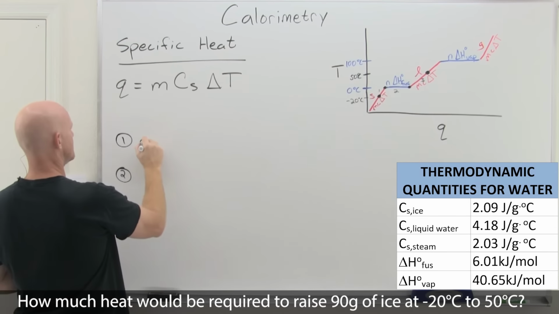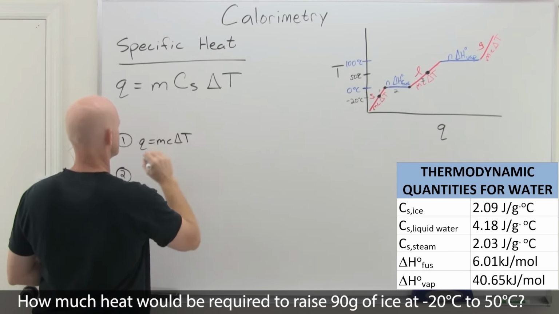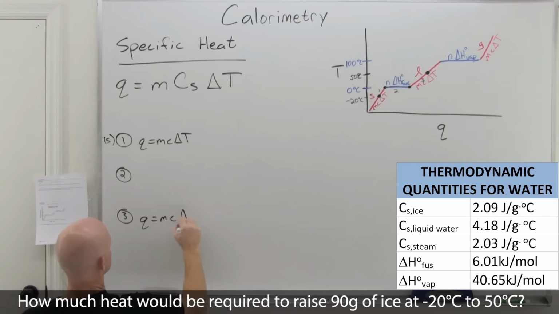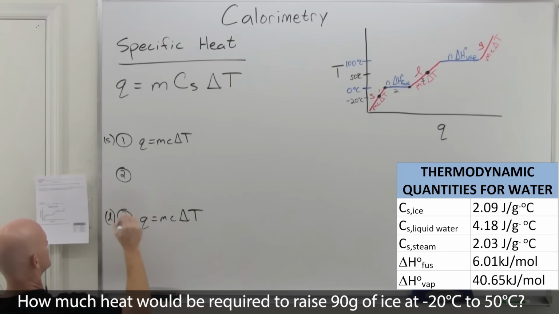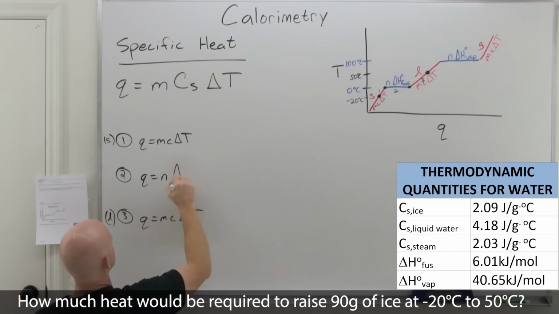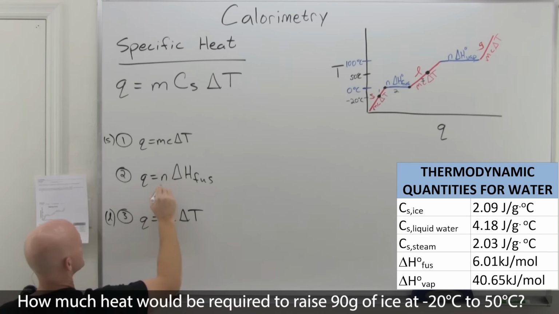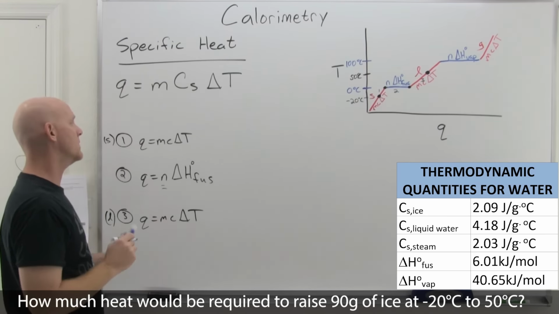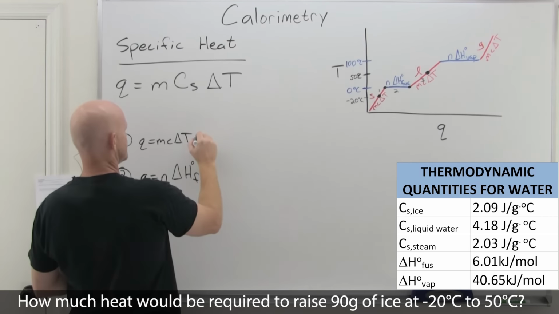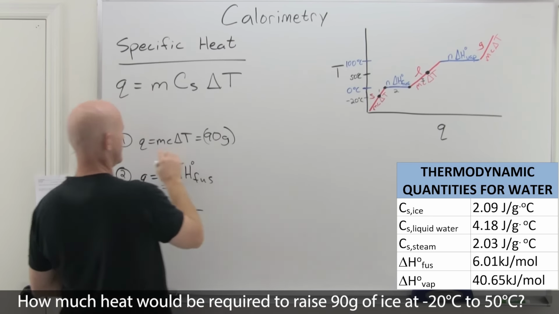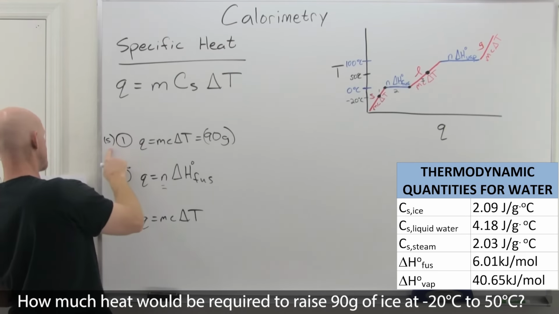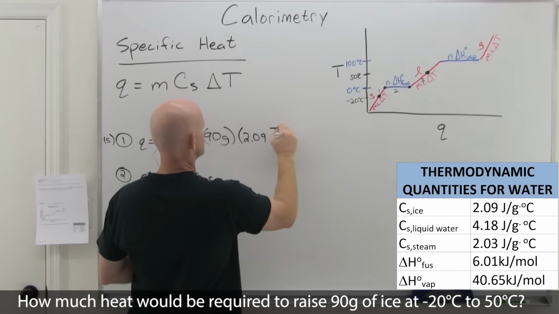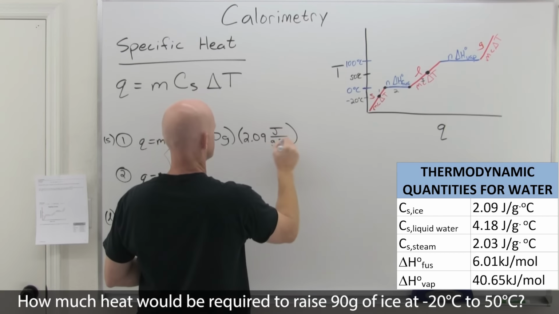And again, step 1 is going to be mCΔT for the solid phase, whereas step 3 is going to be Q equals mCΔT for the liquid phase, and then step 2 is going to be n times the delta H of fusion, and again it's n in this case because the delta H of fusion I provided was in units of kilojoules per mole. All right, so in this case we've got 90 grams, that's our mass, times the specific heat again of solid, and that's given as 2.09 joules per gram degree Celsius.